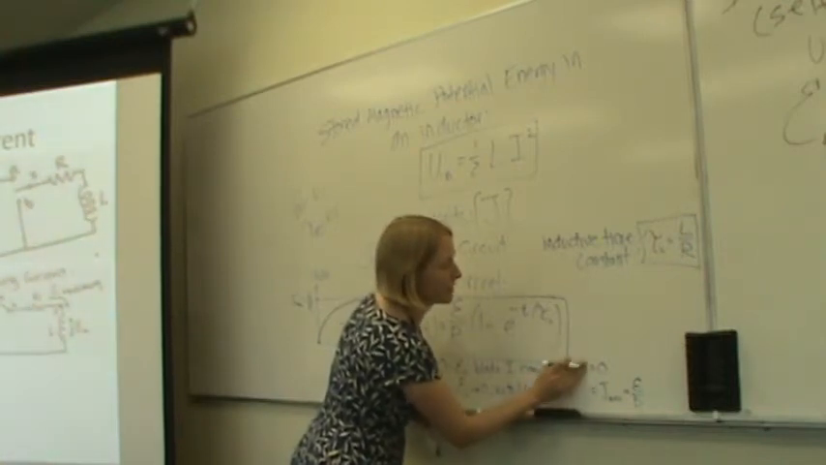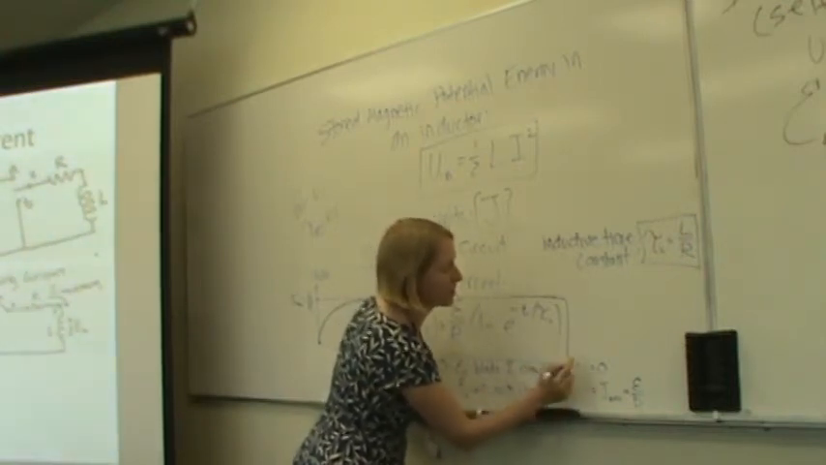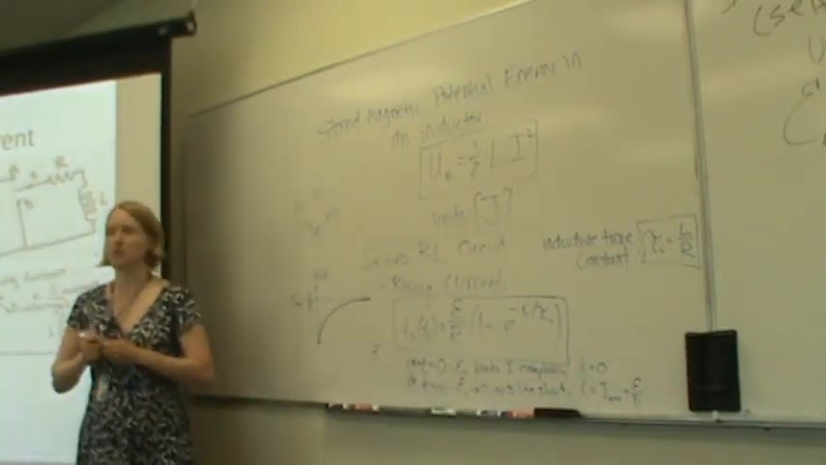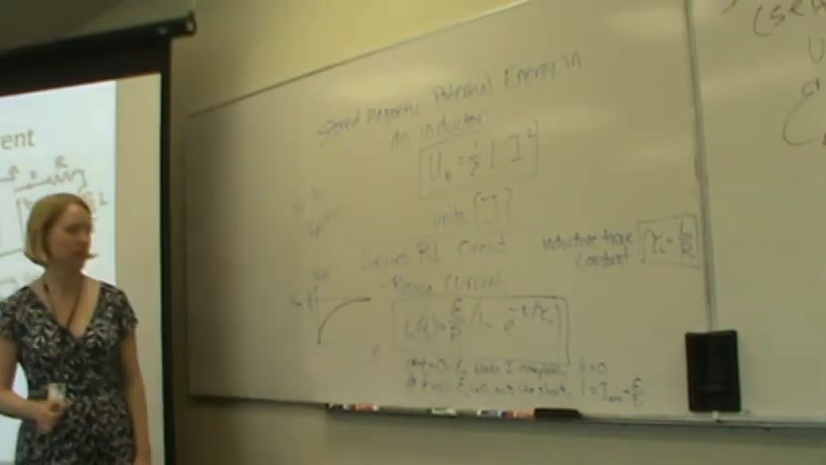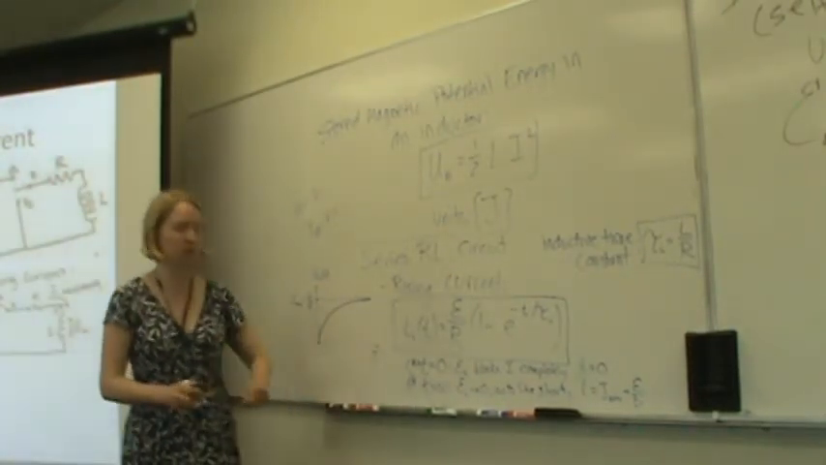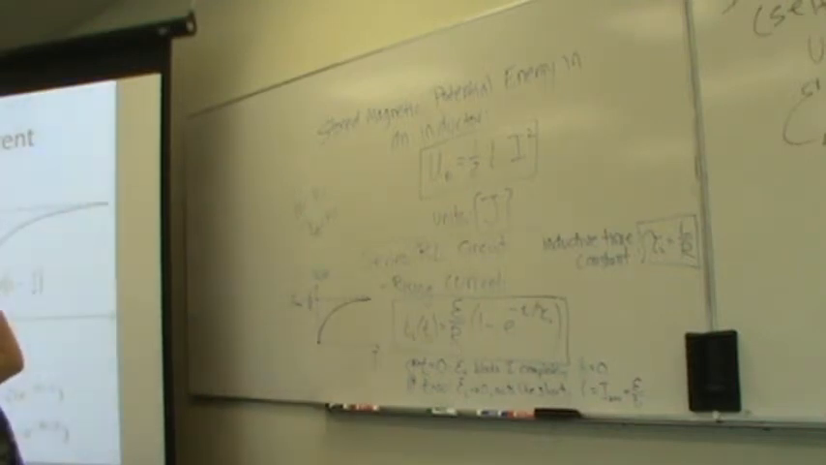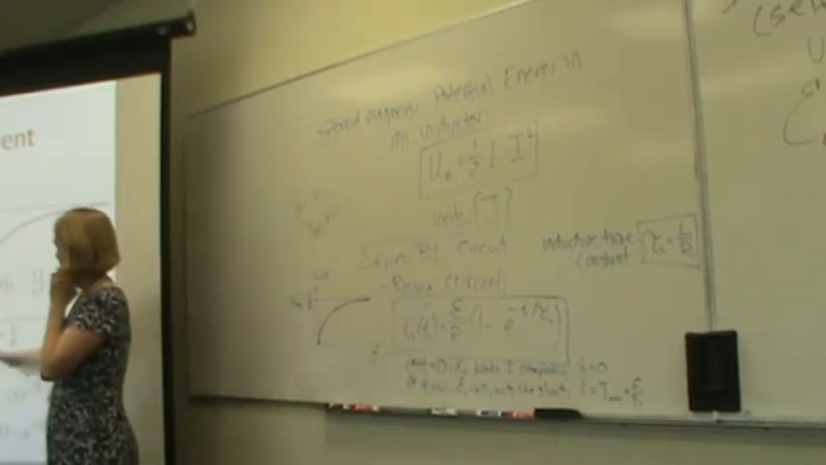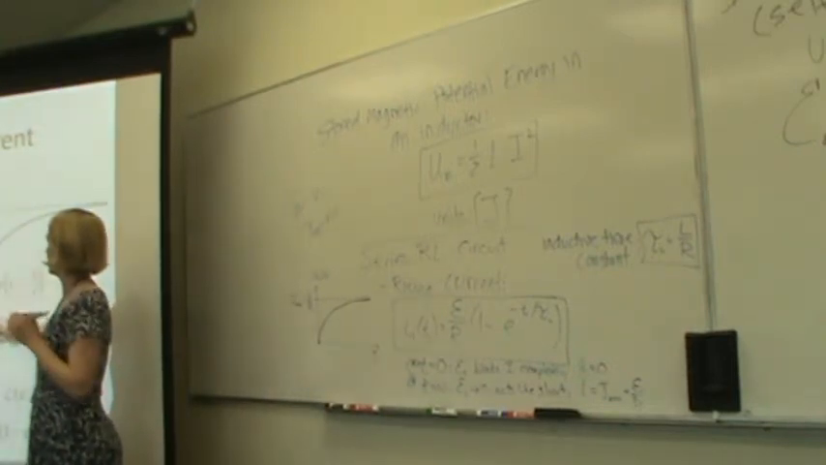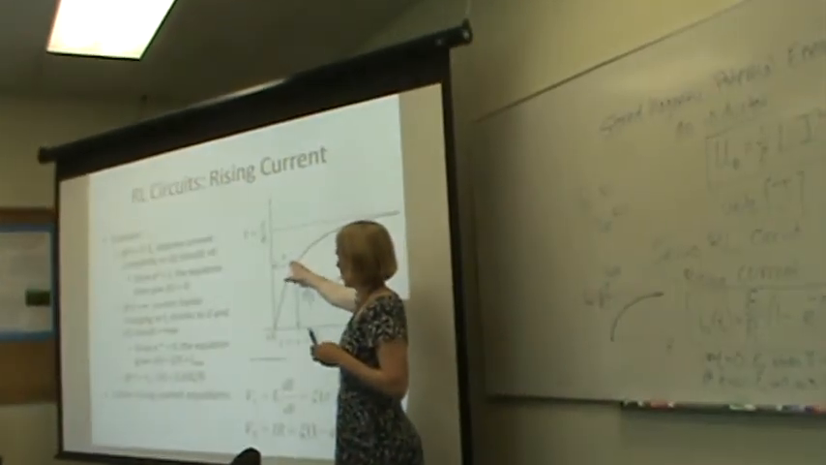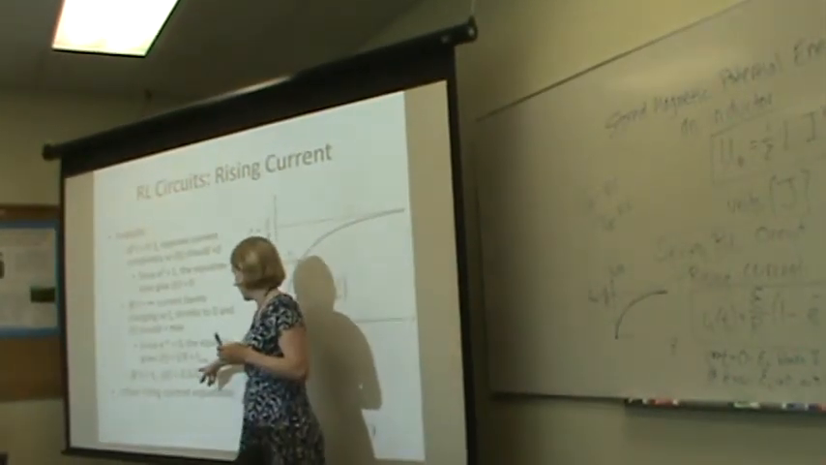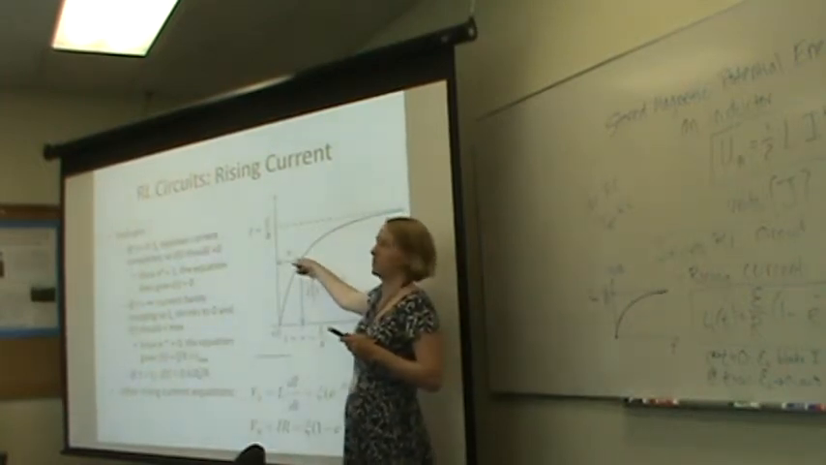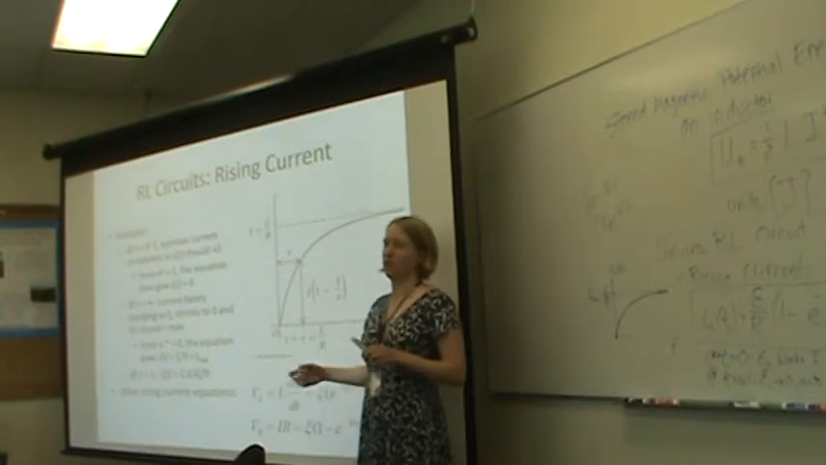I'm using lowercase i to describe a changing current and capital I to describe a fixed constant current. That's sort of the shorthand or the symbol issue that's going on there. So this is exactly what we plotted, and at one inductive time constant, if you plug that into the equation, you see that your current will be at 0.63 of its maximum value, so about 63% of its maximum value after one inductive time constant.